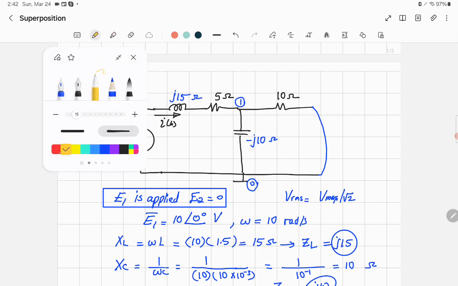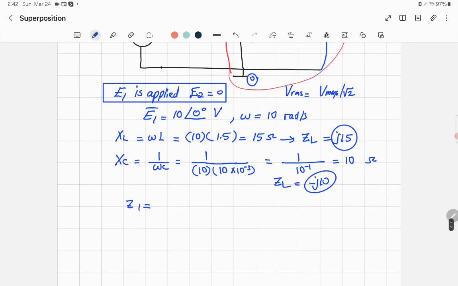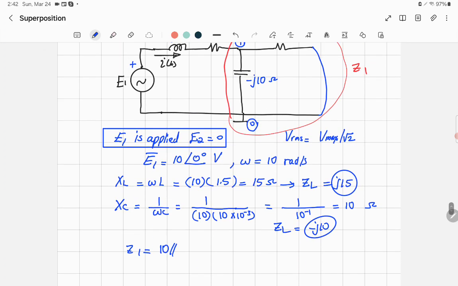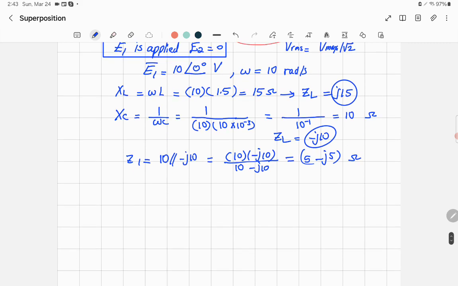So when you review, you know what I'm doing. I'm just trying to find the equivalent of this one, call it Z1. 10 is in parallel with minus j10. So how do you find this when they are in parallel? You multiply, the product over the sum. So you have 10, and I multiply, and then I divide. I can do that in the calculator. And I will find it is equal to 5 minus j5. Don't convert it to polar, just leave it like that. So I represent it as a box, and I write Z1 equal to 5 minus j5.